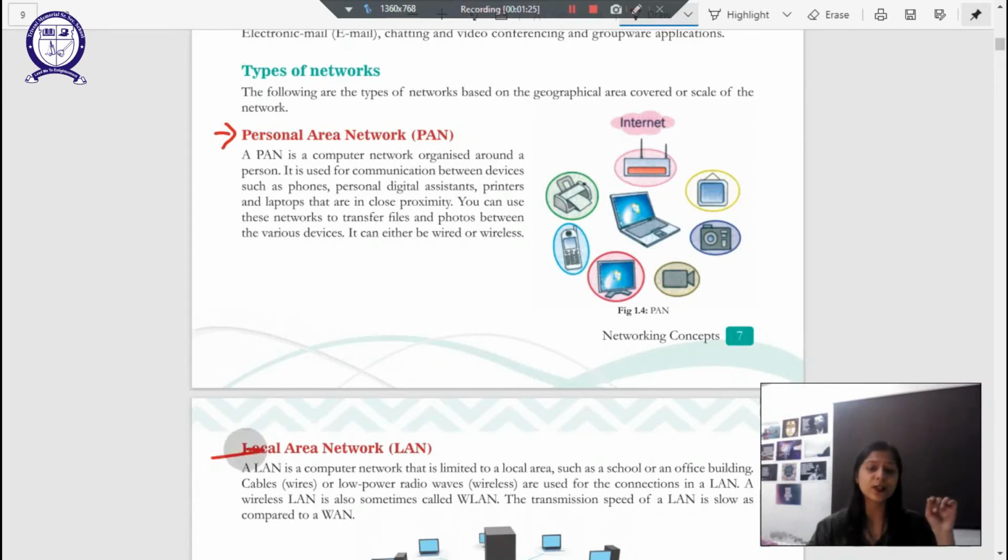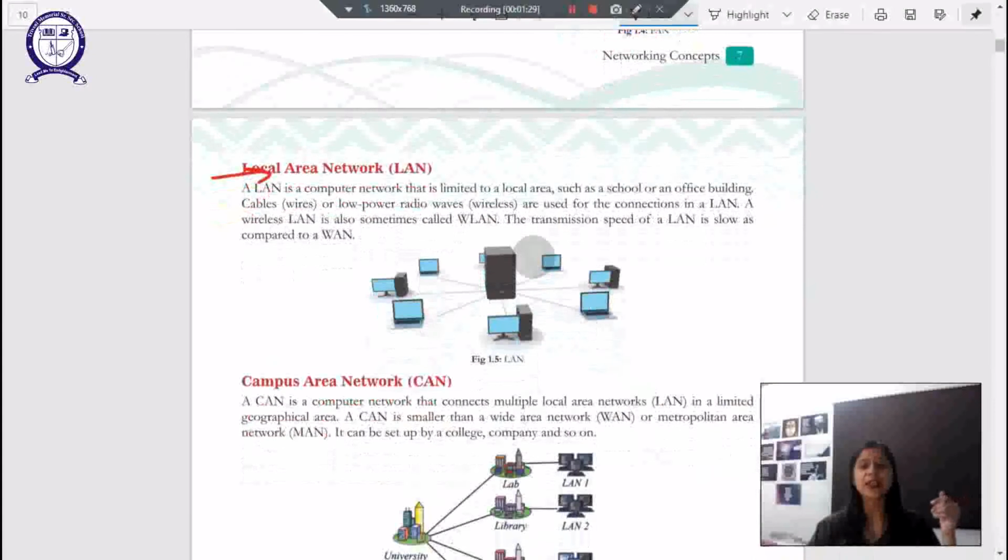Then we will study the local area network, which we call a LAN. It's a system that is limited to a local area. Now, a local area is of course bigger than a personal area. It can be a school or an office building. Cables, wires, or low power radio waves, which make the system wireless, are used for connections in the LAN system. A wireless LAN is sometimes also called WLAN.